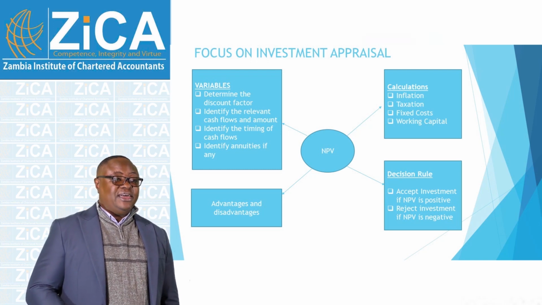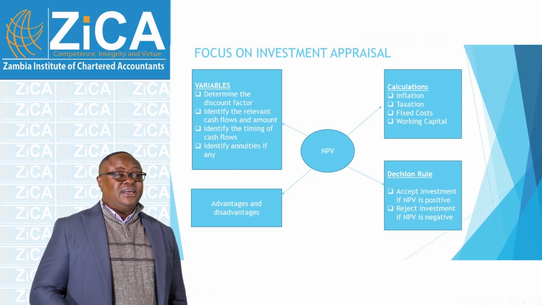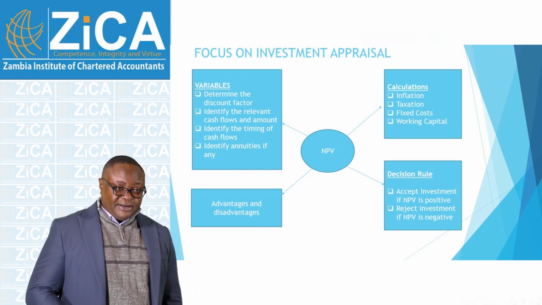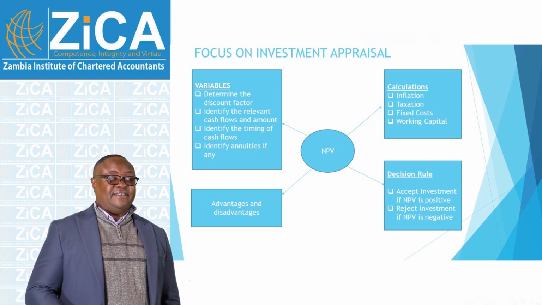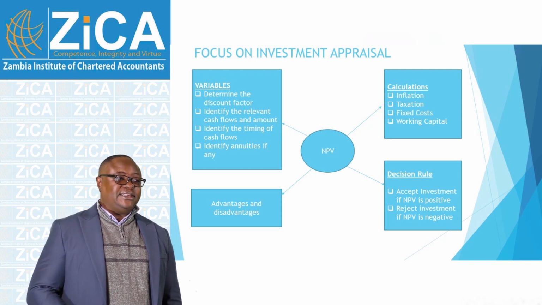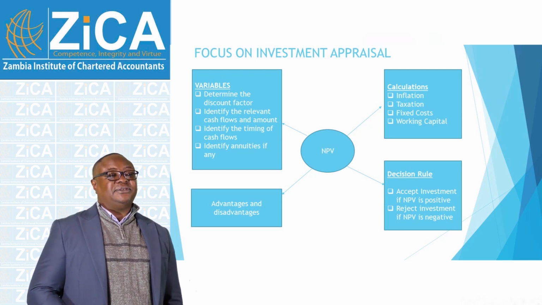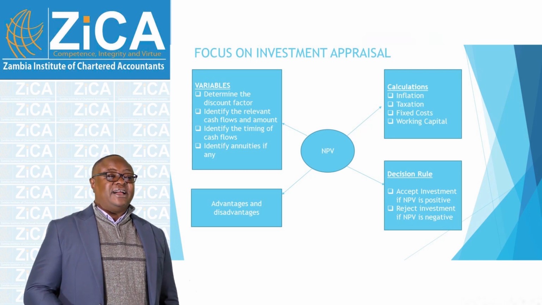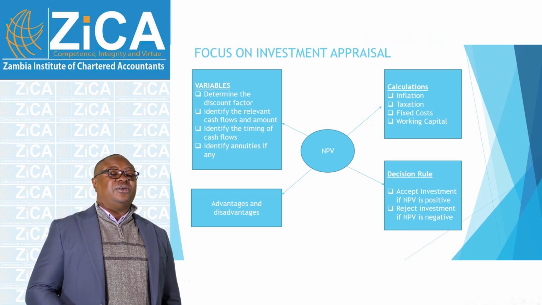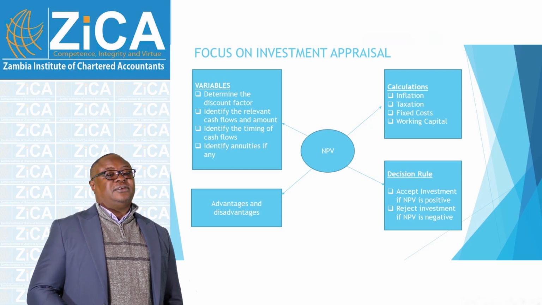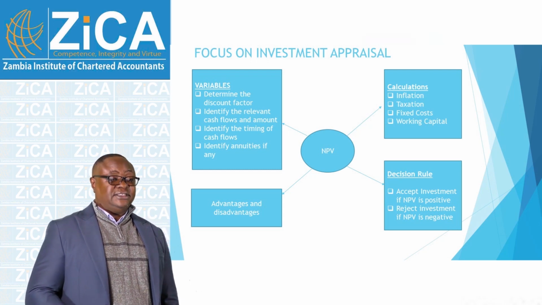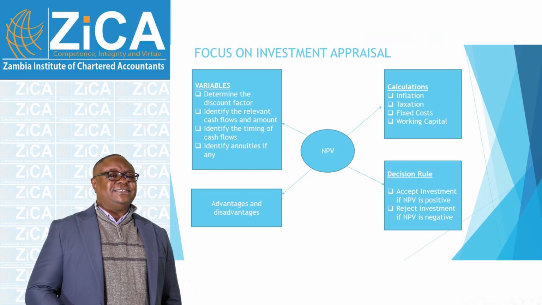Because we know that incremental fixed costs are what is relevant, because they vary with the decision that you are making. And if you look at the identification of relevant cash flows, they are cash flows that vary with the decisions that you are about to make. So if a cash flow is not varying with the decision that you are making, then it is irrelevant.